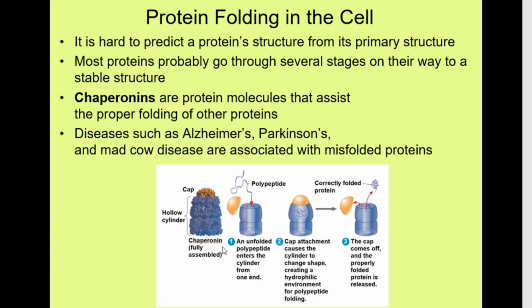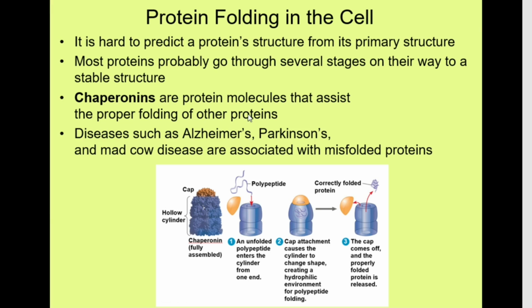What you can see here is a chaperonin, and it's basically like a little capsule. It's got a little cap on top, and then it's got a hollow cylinder. What will happen is the cap will come off. Our polypeptide that's been produced at the ribosome, this long chain of amino acids, will go inside. The cap is then replaced, and inside the chaperonin we now have an environment that is conducive to that protein being folded up into the right structure that it needs to do its job. Once that folding is completed, the cap comes off, and the properly folded protein emerges, and then it can go off and do its job.